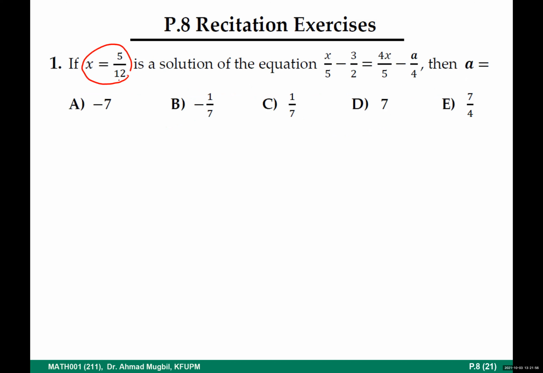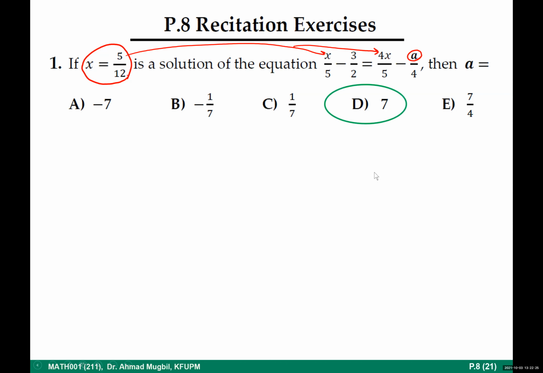He gave you here the solution. He didn't want the solution; he gave you the solution. He said, if 5 over 12 is the solution of this equation, then what is A? So you need here to solve it for what? X is given. So just substitute for X and solve it for A. But before that, you need to do something. What is it? Multiply both sides by 20, and it will be so easy after that.